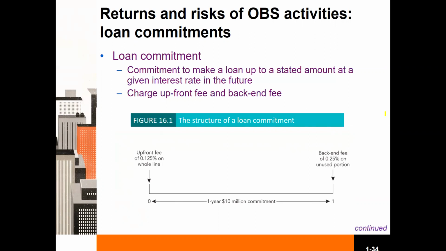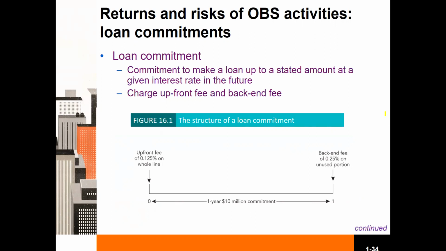In addition, the financial institution must stand ready to supply the full commitment size, let's say $10 million, at any time over the commitment period, say 1 year. So the borrower has a valuable option to draw down any amount between $0 and $10 million. The financial institution also charges the borrower a back-end fee, also known as a commitment fee, on any unused balances in the commitment line at the end of the period.